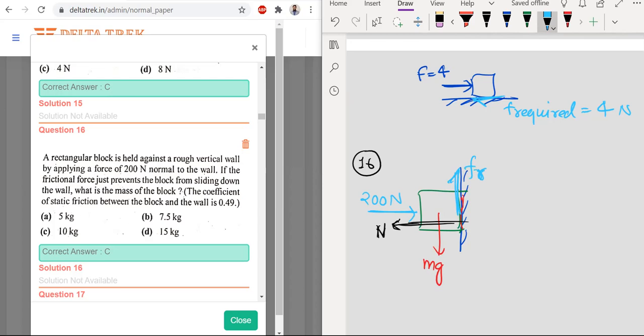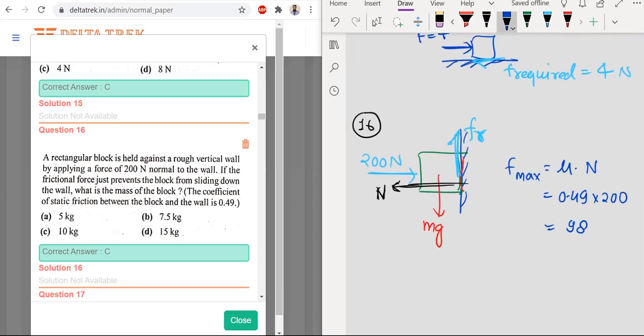But to calculate, we need to find the maximum value of friction. So F max value we need to find. What will it be? It will be mu into N. For this case, mu is given in the question, it is 0.49, into what is the normal reaction? It is 200. So it will be 98. So the maximum force possible is 98.